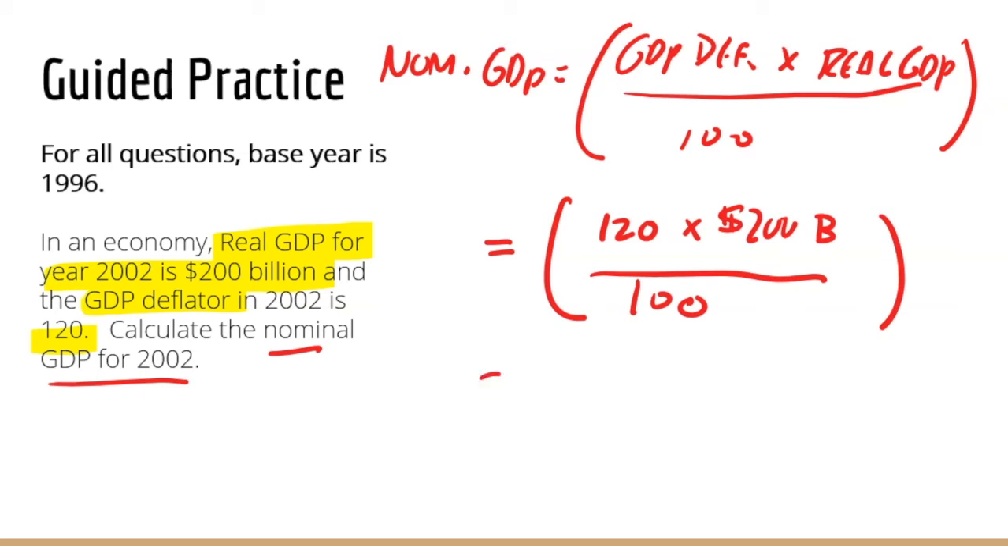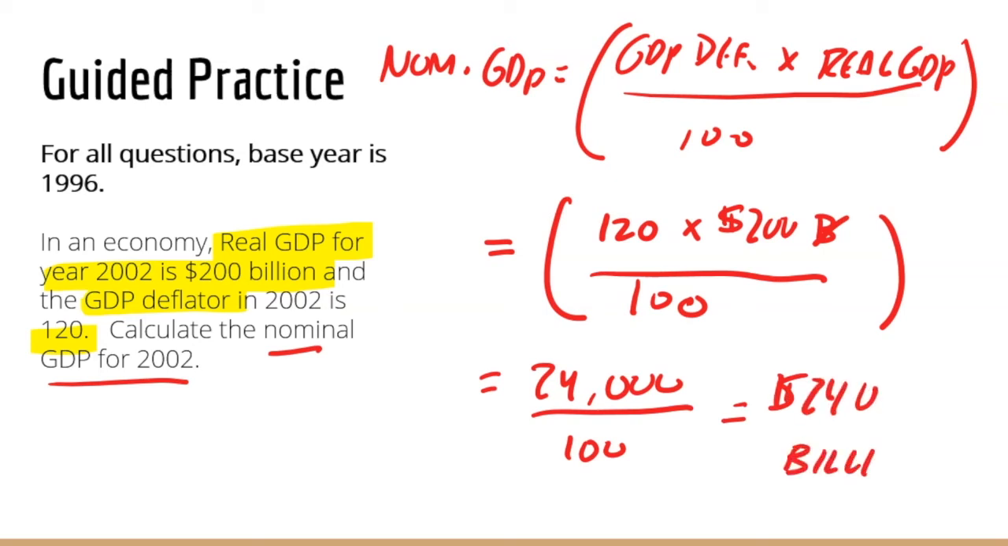And here, if we just do the math, I'm just going to get rid of this billion here. So 24,000 divided by 100, which should equal $240 billion. And make sure that you didn't forget to add the word billion after it, because we were looking at these GDP in billions and billions of dollars here.